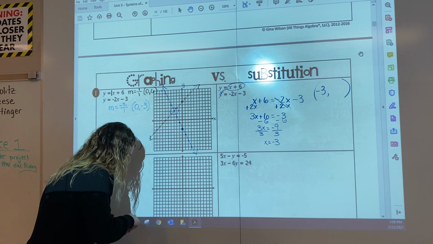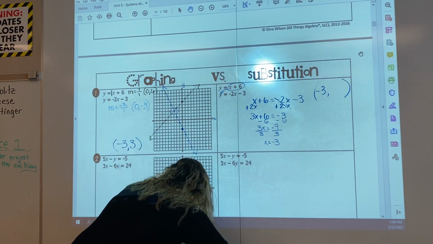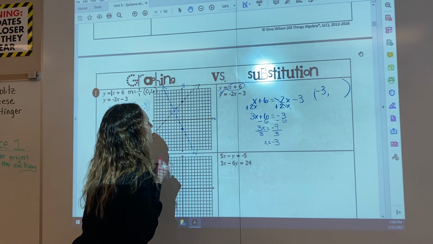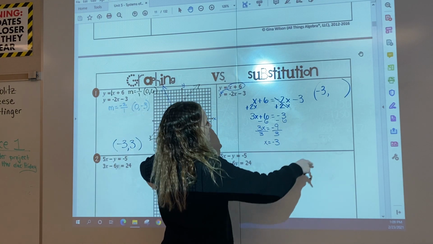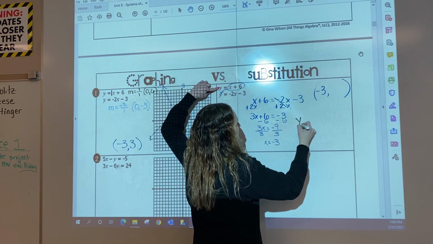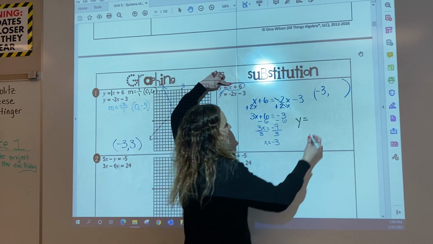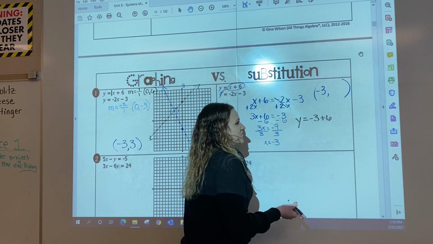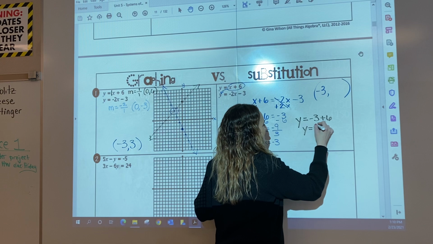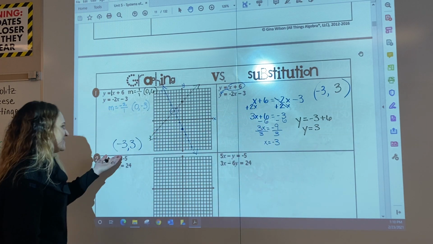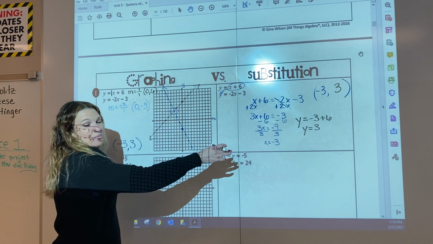Let me grab my black marker here so we can show the difference. I'm going to substitute in that negative 3 for the x in the first equation. So I have y equals, instead of my x, I'm going to put in negative 3 plus 6. I know negative 3 plus 6 is positive 3. And there you go. Same answer, two different ways of finding it.